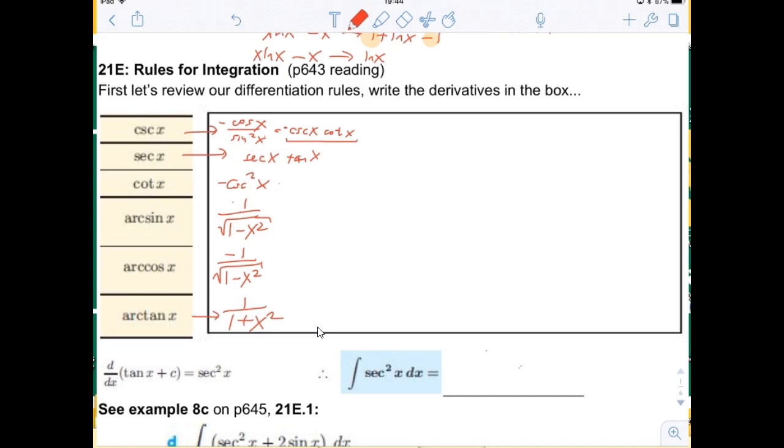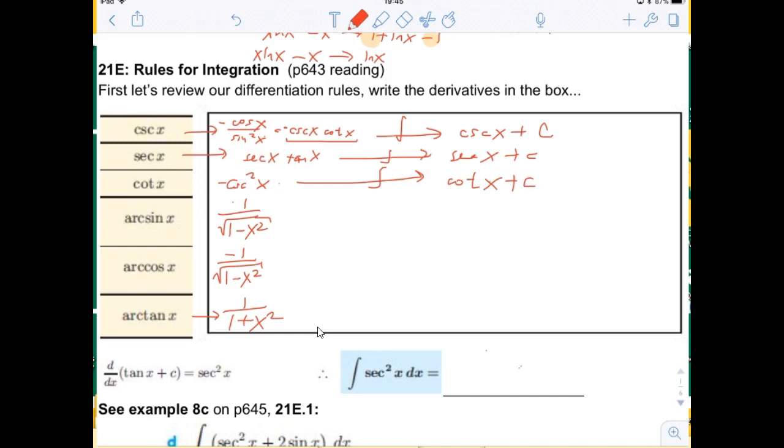Now that we know these derivative rules, remember that if we were going to take the integral of each one of these, then each one would become the original function that we took the derivative of, except plus c. So like the integral of that would be cosine x plus c. The integral of that would be secant x plus c, etc. If we're going to take the integral of negative cosecant squared, it would be cotangent x plus c.